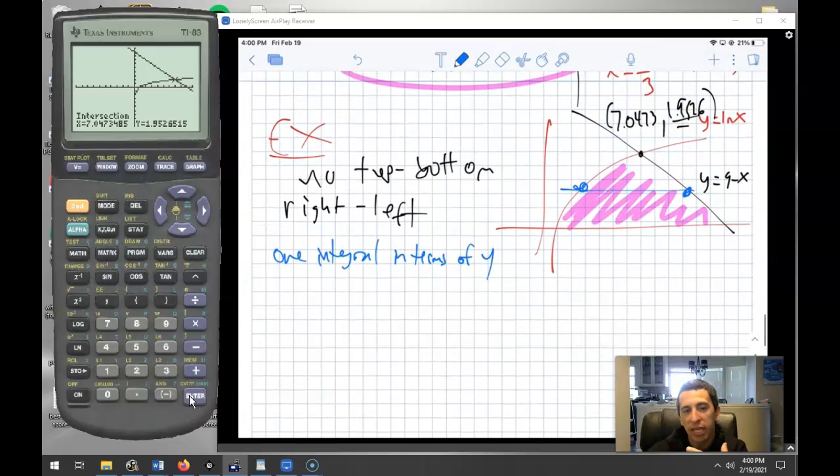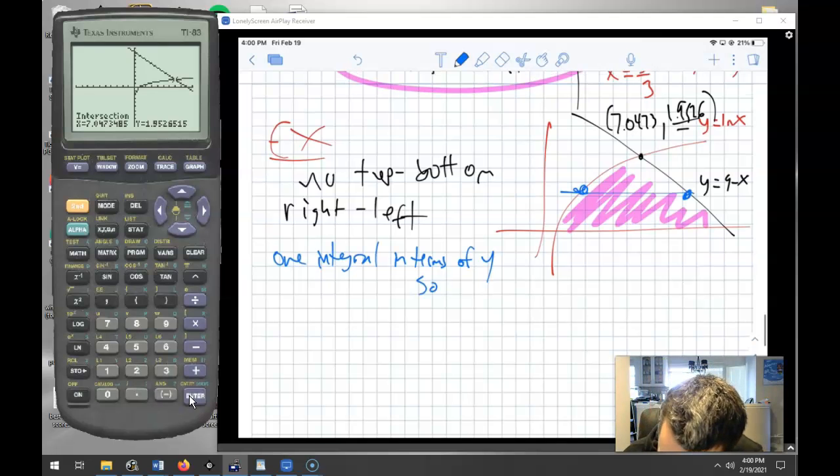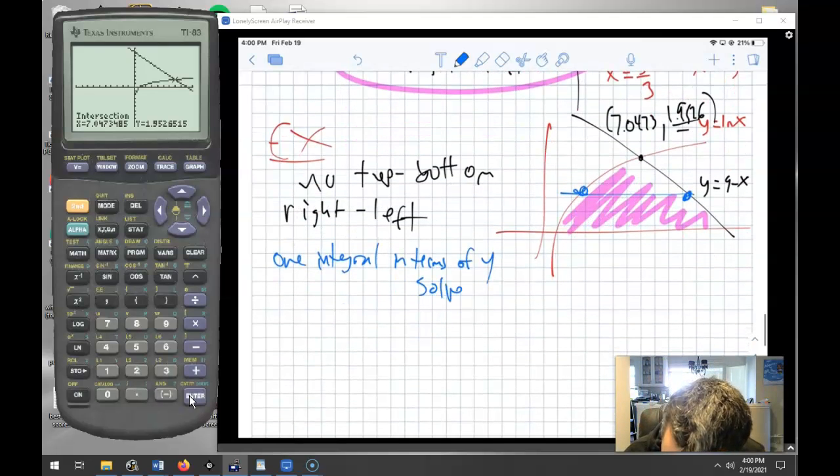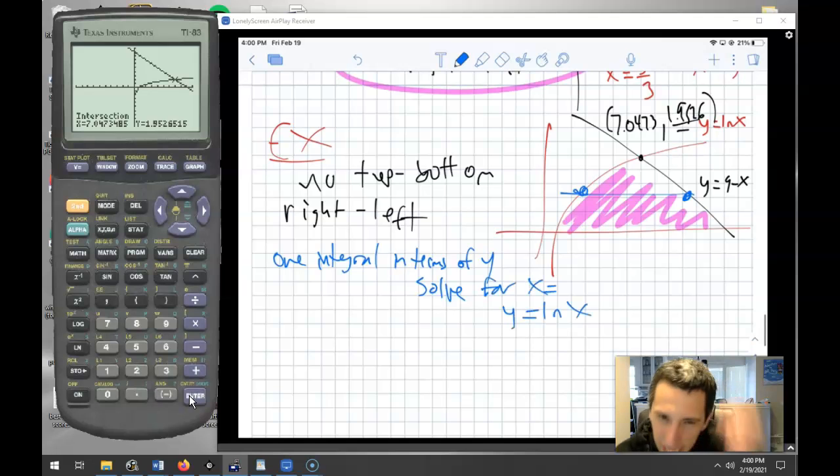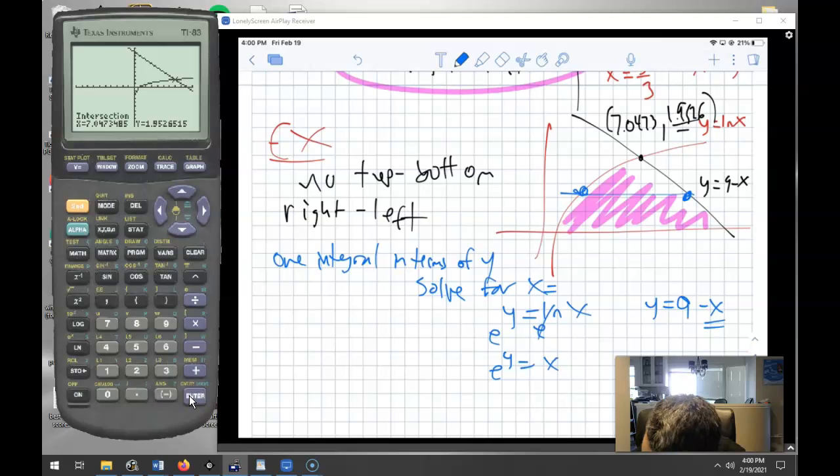So when we do this integral in terms of y, we want to be careful when we solve these for x equals. When you have the equation y equals natural log x, how do we get x by itself? What's the opposite of natural log? Oh, it's e. So we raise e to the power of both sides, so x equals e to the y. As for the other one, when we have y equals 9 minus x, if I want to solve for x, I'll add and subtract, x equals 9 minus y. So those are my two equations, and a lot of times I'll just write those under it, just so I remember to use them and which curve they go to.